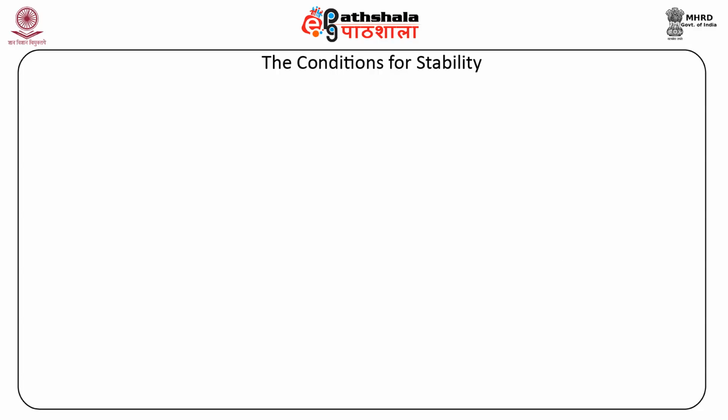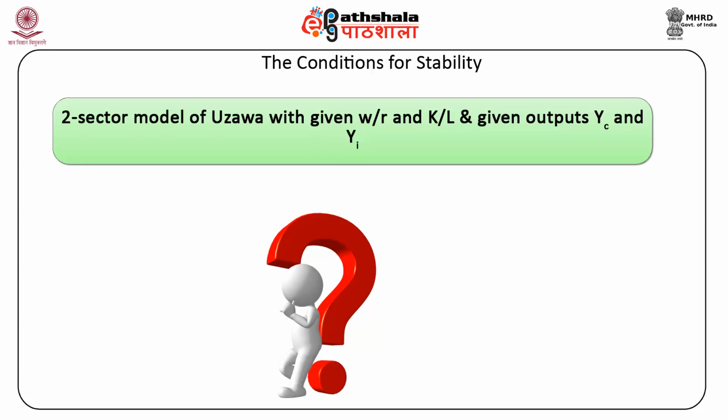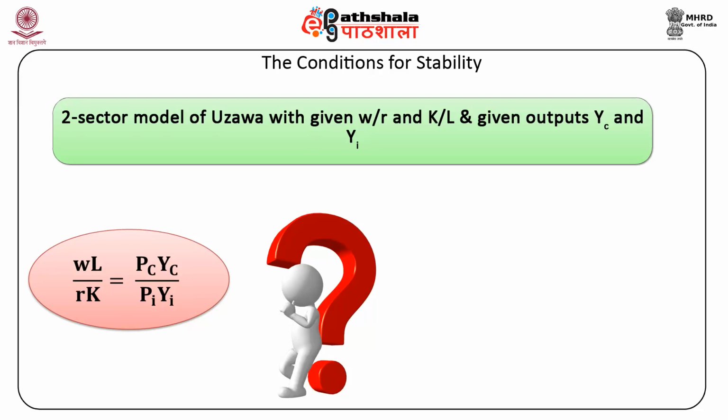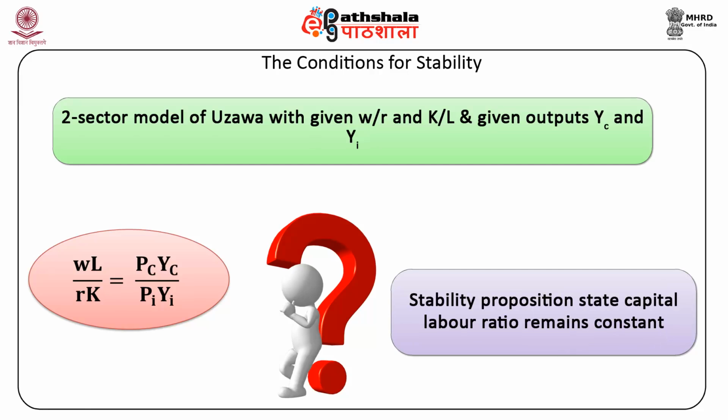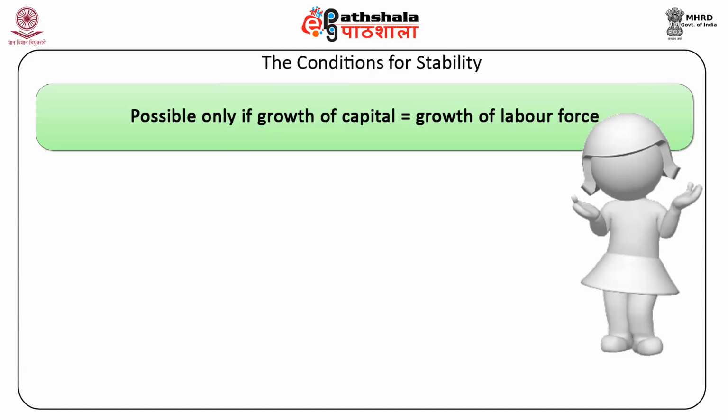Now let us discuss what the conditions for stability are. In the two-sector model by Uzawa, for stable equilibrium of the economy with given wage profit ratio, that is W upon R, and capital labor ratio, that is K upon L, and given the outputs YC and YI, the following condition must be met. That is, W into L upon R into K is equal to PC into YC divided by PI into YI. This stability proposition further states that even in the growing economy, the capital labor ratio remains constant. This is possible only if growth of capital is just equal to the growth of labor force.